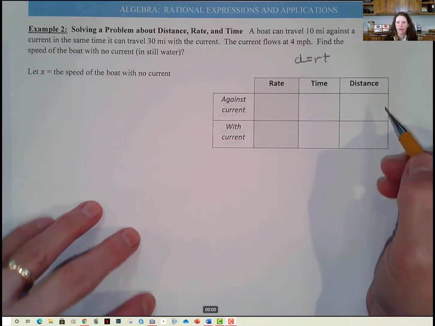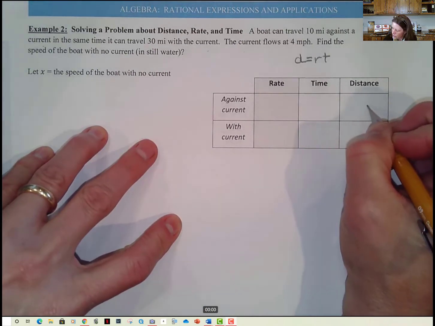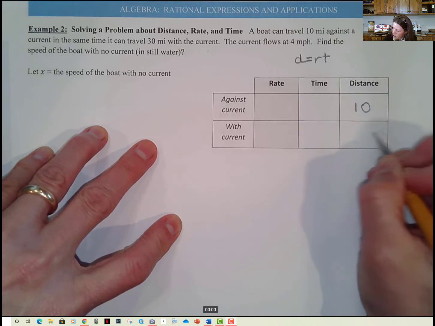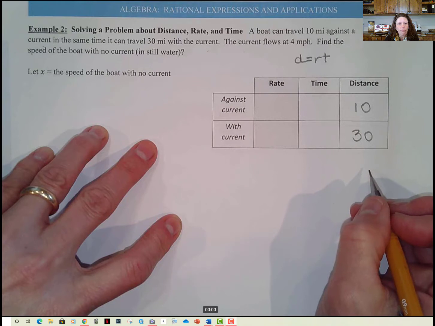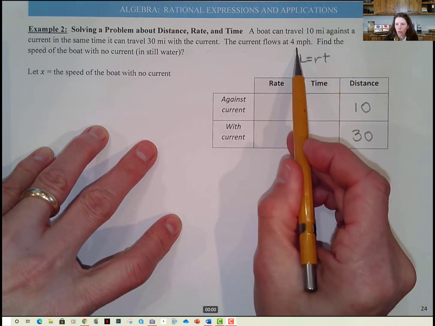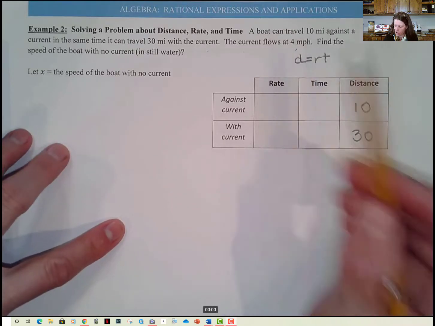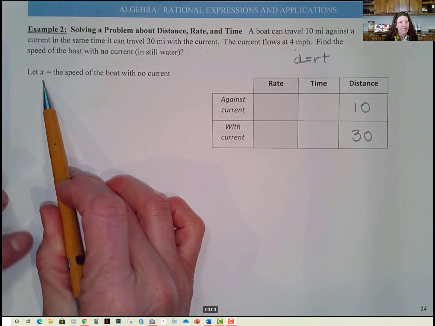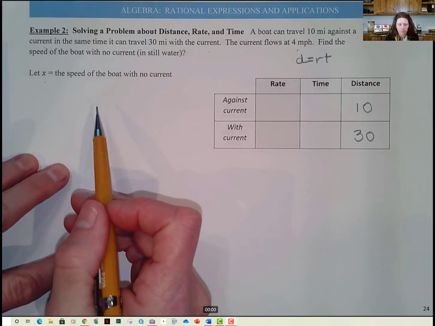Okay, I'm going to start by organizing our information in a table. The distance against the current is 10 miles, but with the current is 30 miles. We know that the current flows at a rate of 4 miles per hour. We want to find the speed of the boat with no current or in still water. So let's assign our variable, letting x represent that unknown, the speed of the boat with no current.